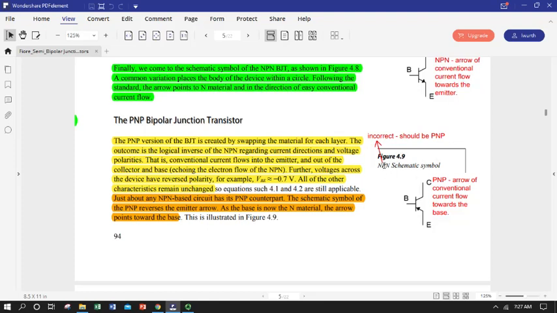I'll point out there is a little typo in your textbook for figure 4.9, the figure caption. This should say PNP. Mr. Fiore is showing us the difference between an NPN and a PNP symbol. This lower figure is a PNP, so in this case the conventional current flows from the emitter to the base, and the arrow is showing us that.